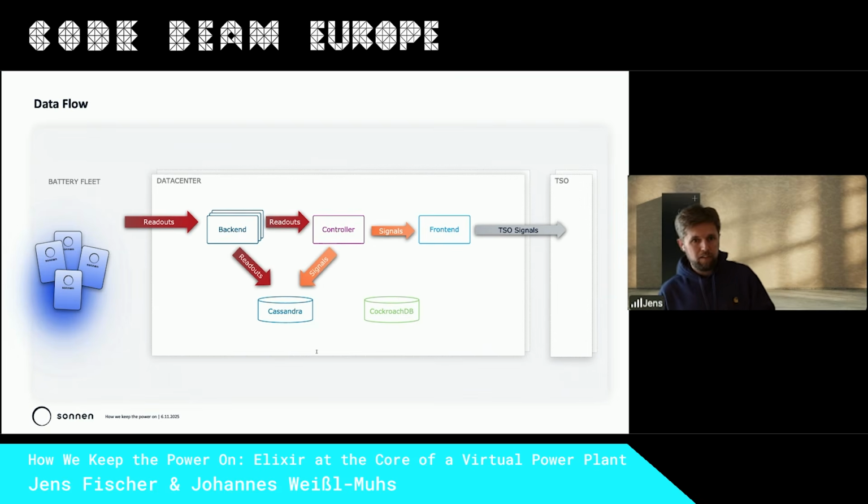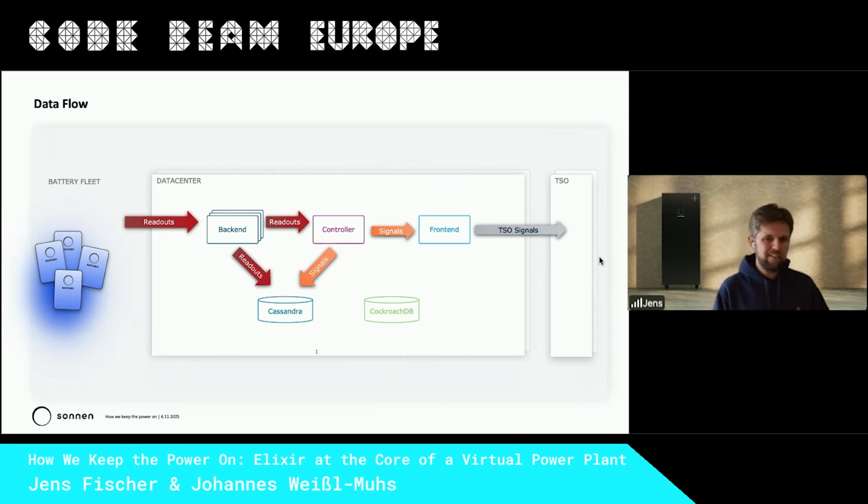Then we have the client that is creating these readouts actually from different data streams. So from the different measurement devices, there are different data streams, and these are bundled into a readout and then sent to the backend. The backend is responsible for persisting this stream of raw readouts to Cassandra, and also forwards the readouts to the controller.